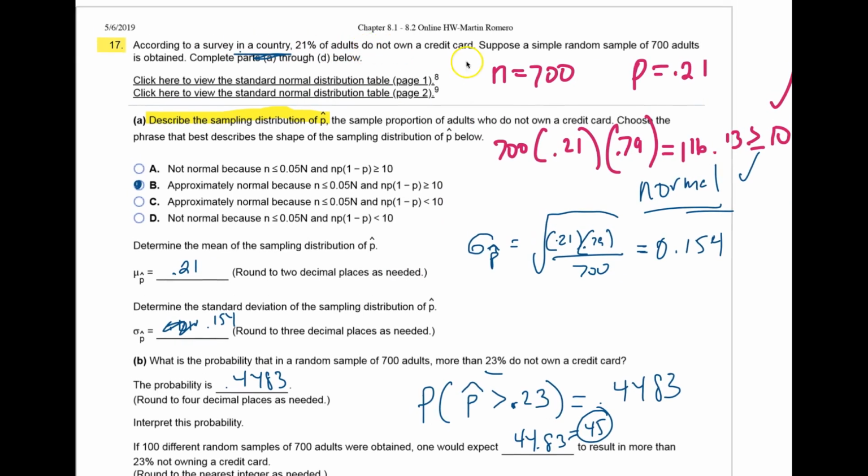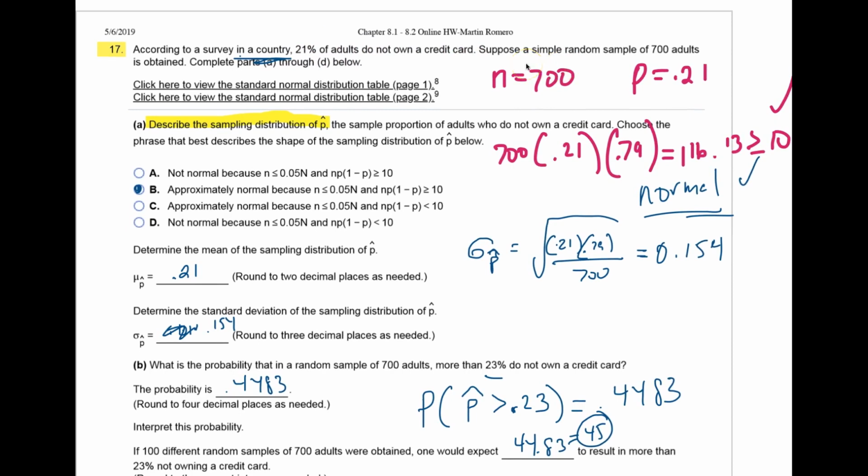21% of adults do not own a credit card. And suppose you do a sample in the country, so the population is the whole country. Suppose a simple random sample of 700 adults is obtained. So we're going to take a sample, n equals 700. p is 0.21. We're going to describe the sampling distribution.